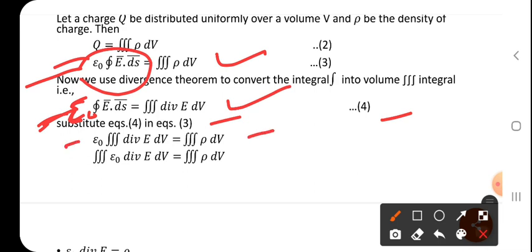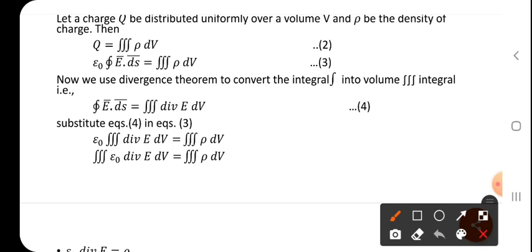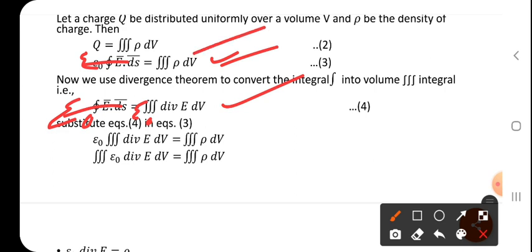So what do we have to do to make this equal? See here, you have multiplication by epsilon naught. So multiply both sides by epsilon naught. I forgot to write this one, sorry for this. Now see, this is equal to this, both are the same, so this and this are equal. So here epsilon naught div E dV, here is also the same, epsilon naught div E dV is equal to the triple integral of rho dV, right?